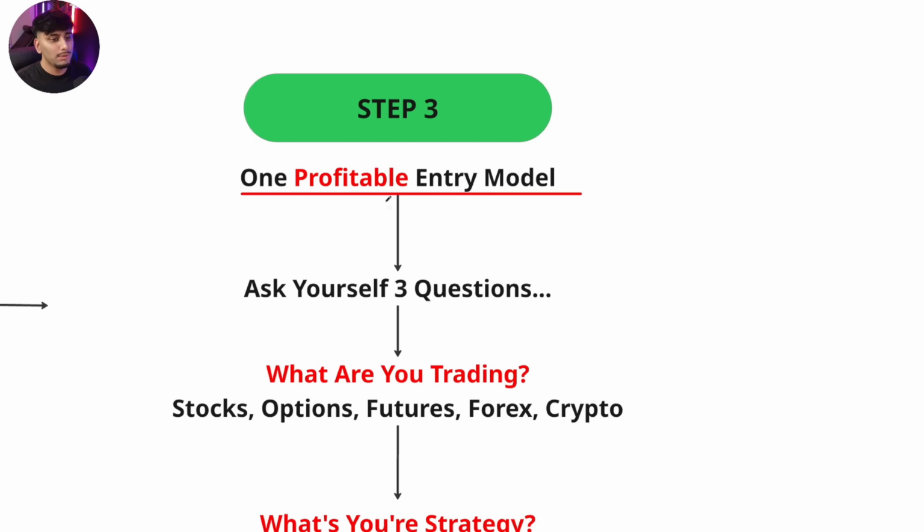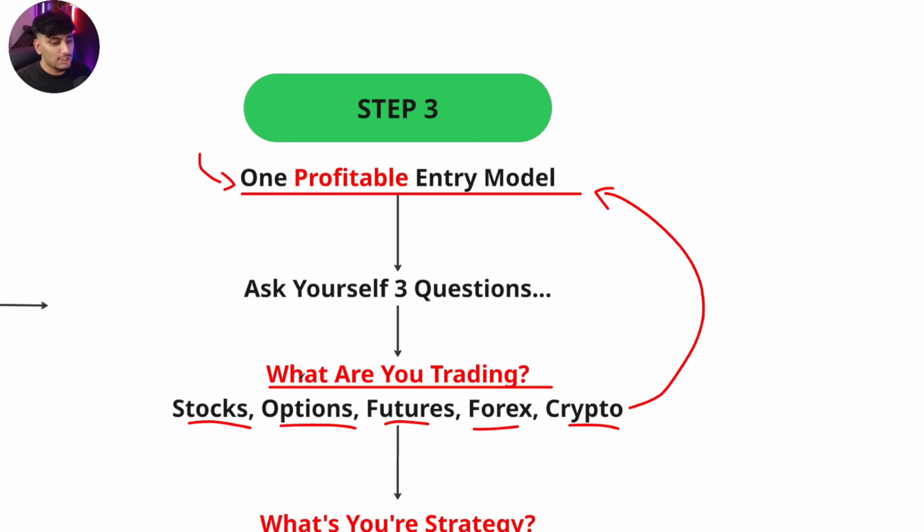For step 3, we want to enter using one profitable entry model. Now, you may have your own entry model that you enter off of, and that's completely fine, but I want you to ask yourself 3 important questions. Question number 1 is, what are you trading? Are you trading stocks, options, futures, forex, crypto, or something else? Based off of this, do you believe the entry model you're trading aligns with the instrument you're trading?